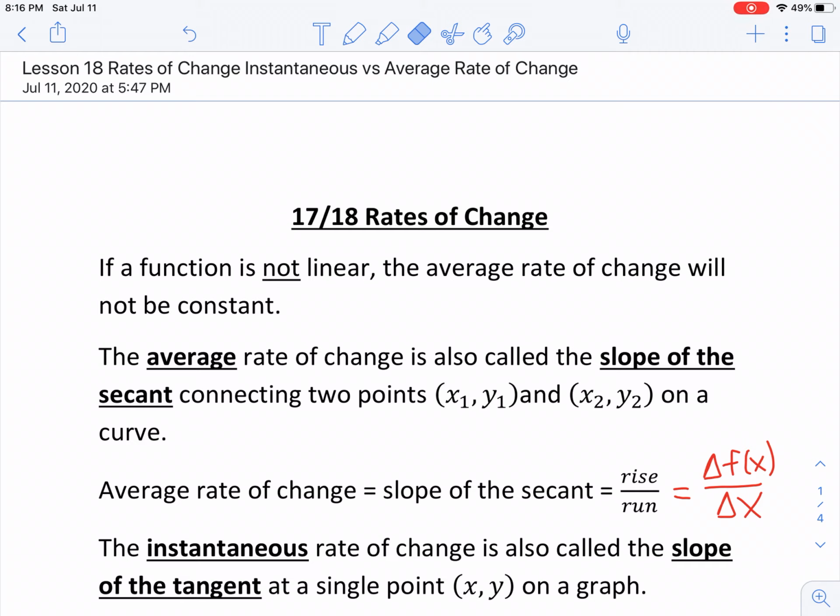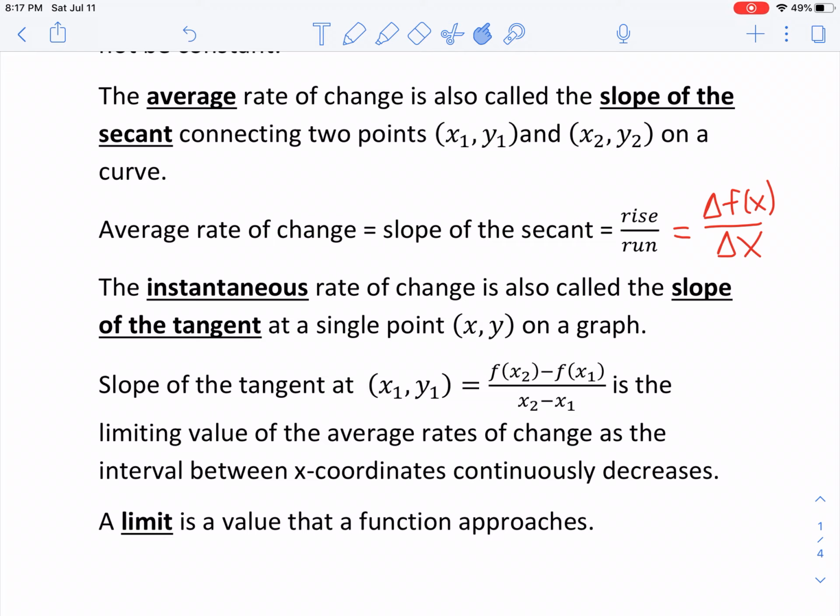The instantaneous rate of change is a little bit trickier. When we have a curve and we pick a single point called a point of tangency, and we draw a line touching the curve at just one point, that is called a tangent line. And that's a lot harder to deal with, because how do we find the slope of a line where we only have one point? We don't know the other point on the line.